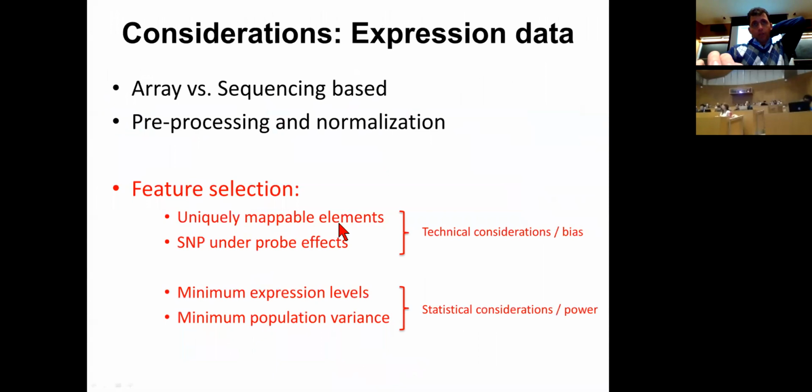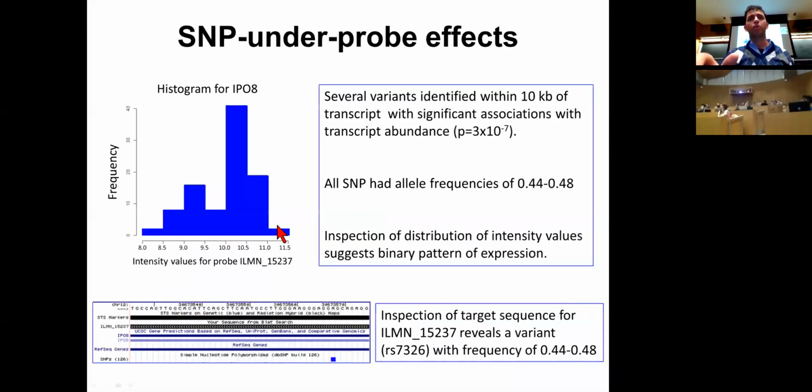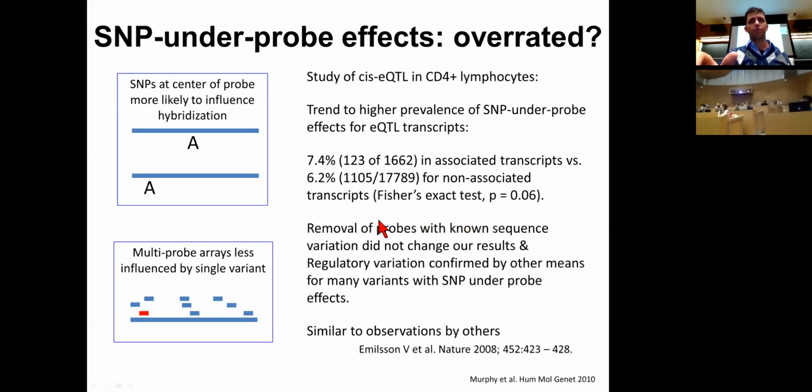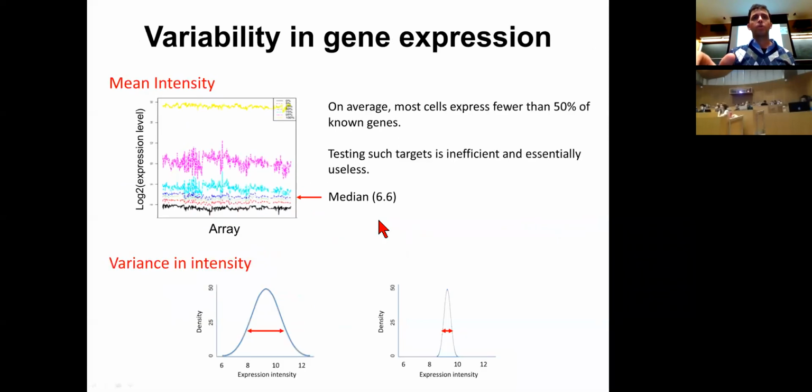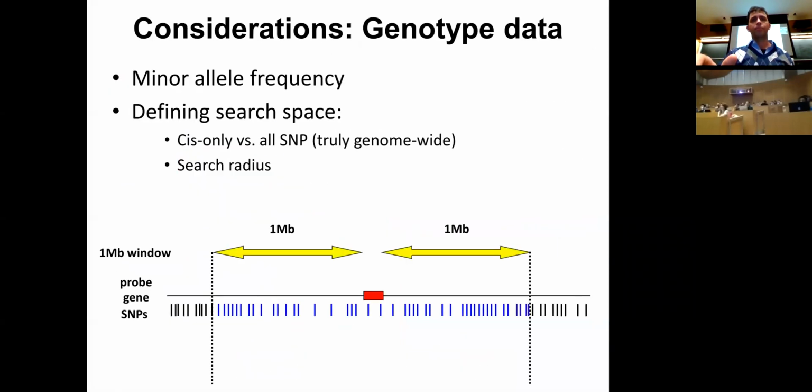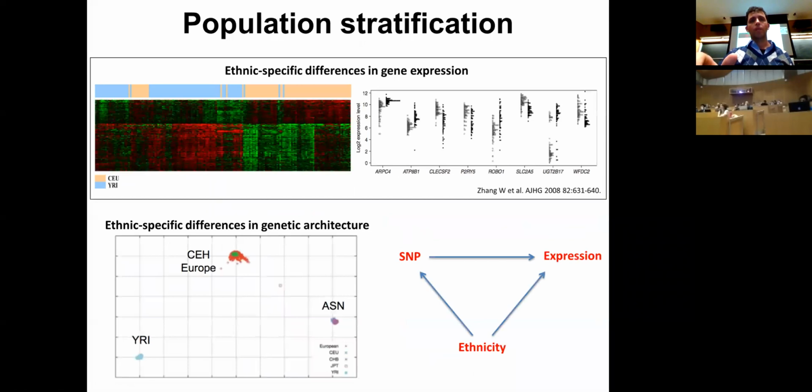So, you basically do a lot of feature selection about minimum expression levels, about minimum population variation, about how many SNPs might actually be disrupting my probes directly, how many reads are simply not mappable on the genome, and so on and so forth. I'm skipping a lot, as you can tell.